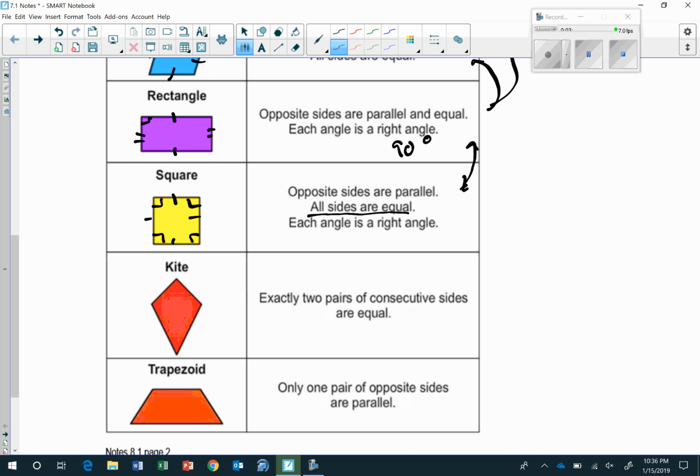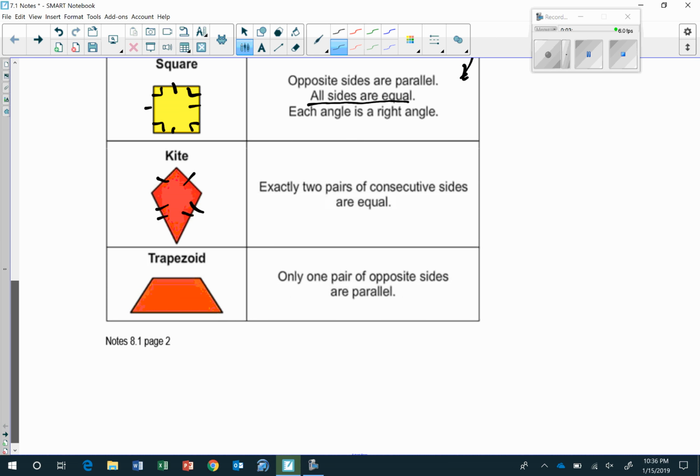The next one is a kite. For a kite, it says exactly two pairs of consecutive sides are equal. For square, rectangle, rhombus, and parallelogram, we kept talking about opposite sides. For a kite, we're talking about consecutive sides. Consecutive means right next to each other. Those two sides are equal, and then these two sides are equal. So all four are not equal, but you have two pairs that are equal.